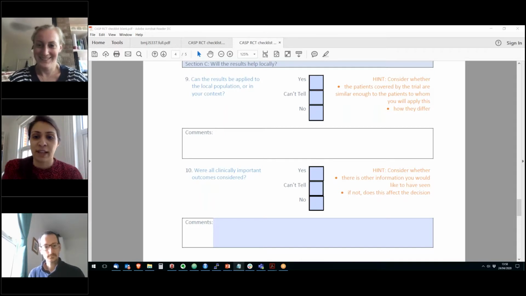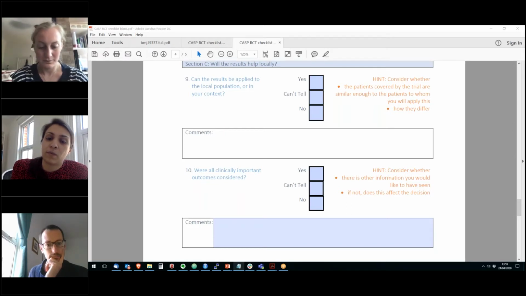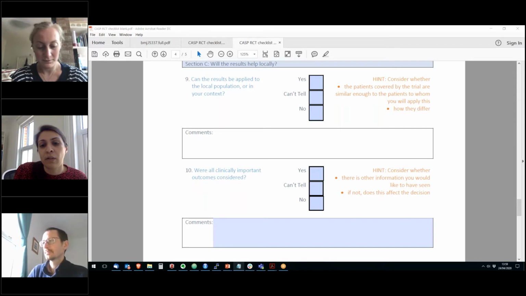Okay, so Rachel's saying that it did include children, but we're looking at adults. And do you think in this scenario, where we're looking at tonsillitis, that there would be a huge difference between children and adults? Yes. Very valid point from George. They do look at the subgroup analysis of children. It is a small number.